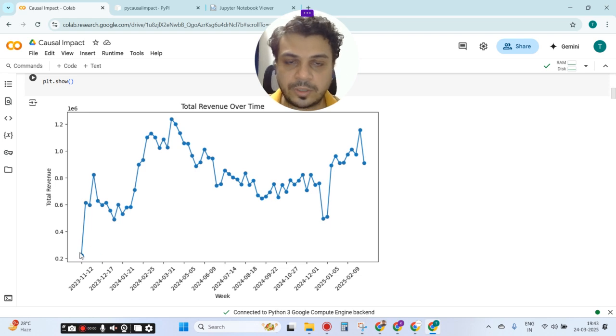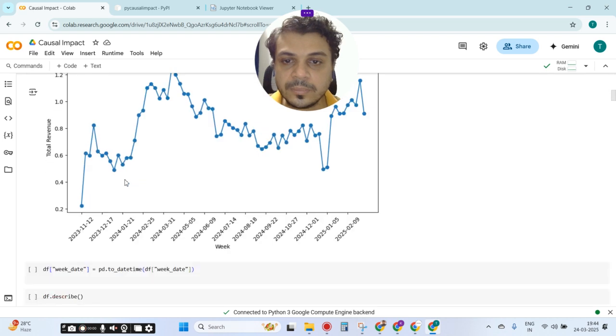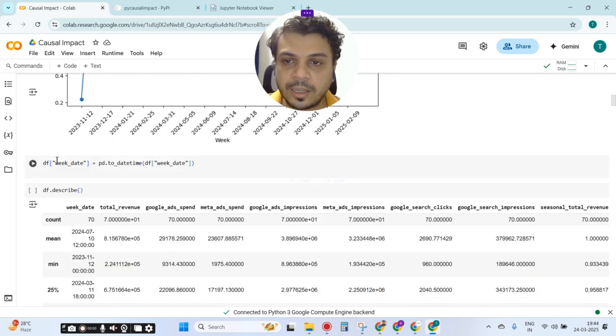It started from zero here. This is the earliest data point. That's why. But otherwise, it nicely went up and then went down a little bit and has been having an upward trend ever since around May of 2025, or probably a little bit later than that. There was a dip in between, but yeah. So this is how it looks.